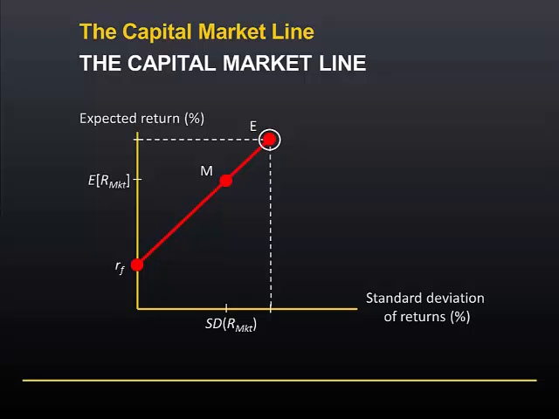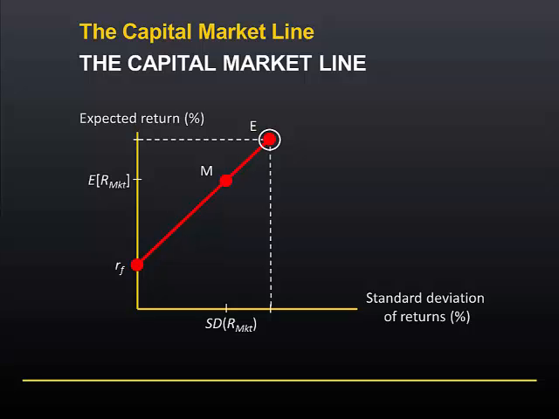Point E is of particular interest. Since investing in the risk-free asset amounts to lending money at the risk-free rate of return, point E represents a negative investment in the risk-free asset. In other words, borrowing at the risk-free rate of return. This allows us to invest more than 100% of the money we started with in the risky portfolio M.